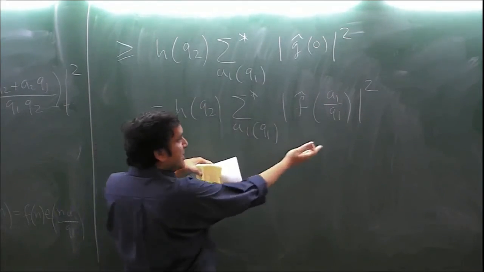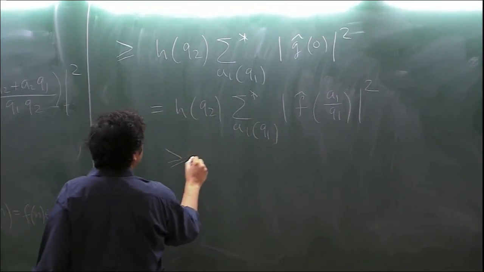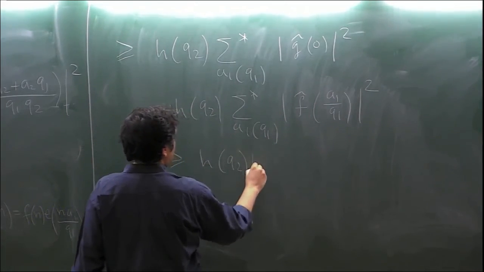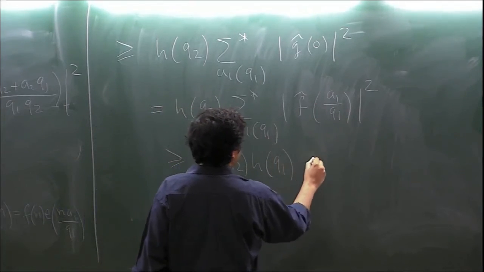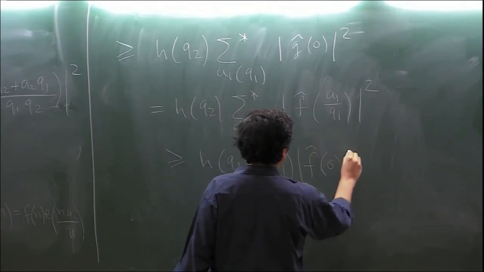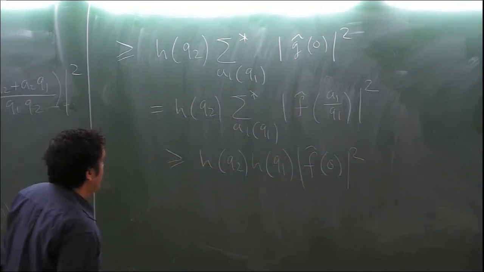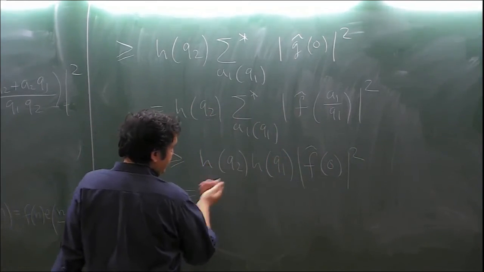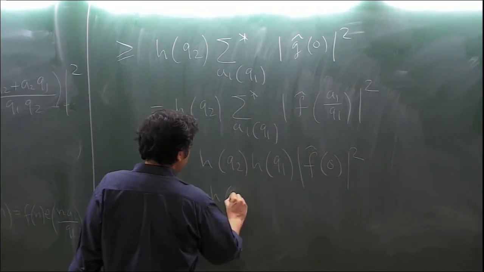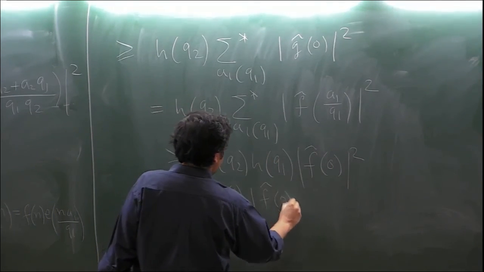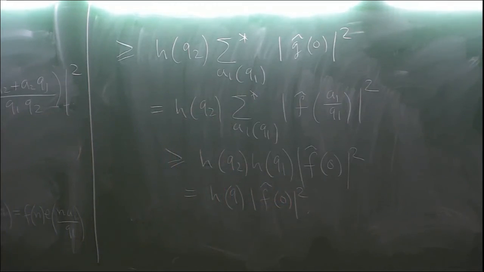And Q1 is a prime, so I can apply the lemma. So therefore, this is greater than HQ2, HQ1 times F hat of 0 square. And by definition, H is defined multiplicatively, so this is just H of Q. So that by induction proves the lemma, and we have already seen that the lemma implies the theorem. So that proves the arithmetic large sieve inequality. And then our next thing is to do some application.